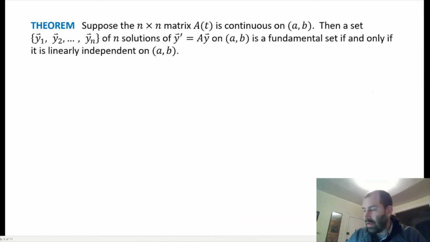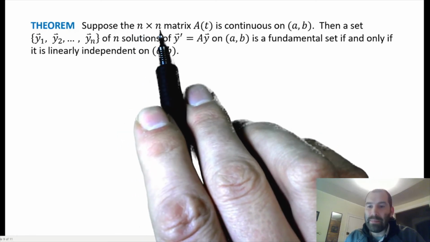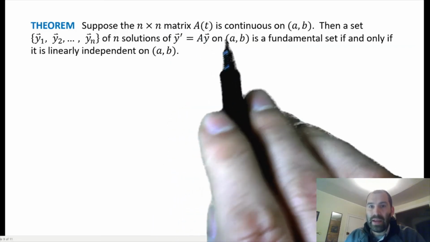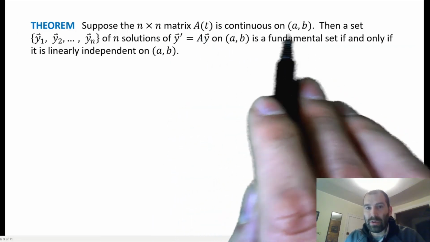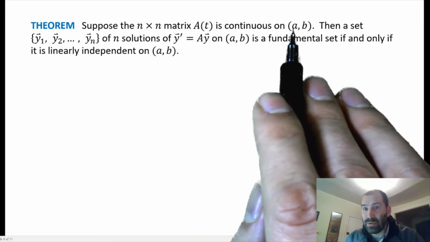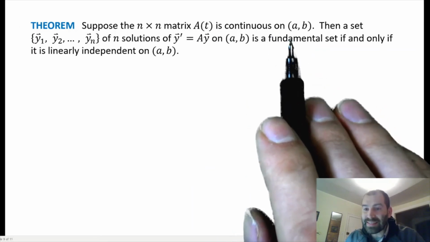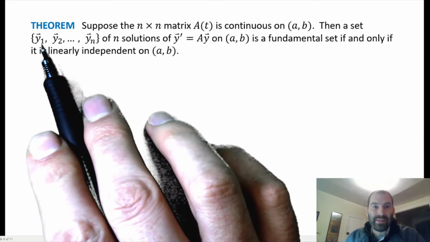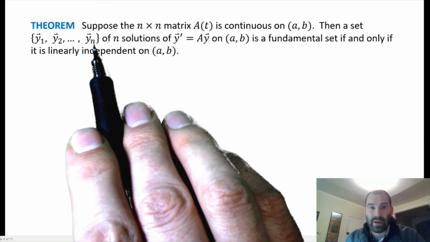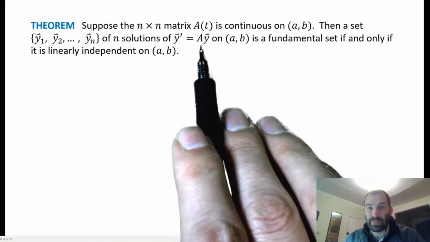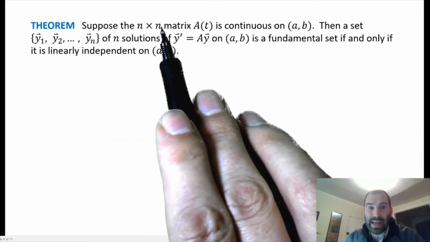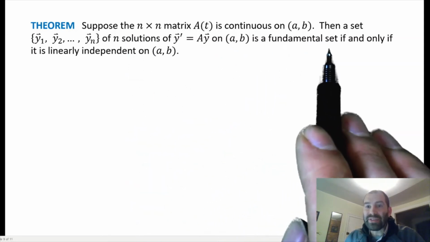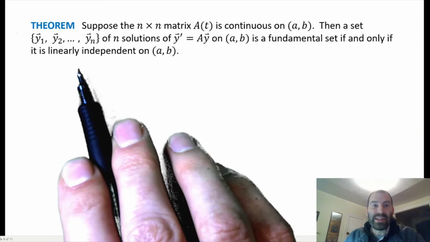Now we have a theorem. Suppose the n by n matrix, that means it has n rows and n columns, A, is continuous on an interval. Now it's a function of t, so we can talk about its continuity. And what that means is that each of its component functions is continuous. Then a set, y1 through yn, of n solutions of that differential equation. Now this n and this n are the same. They need to be the same. Is a fundamental set if and only if it is linearly independent.